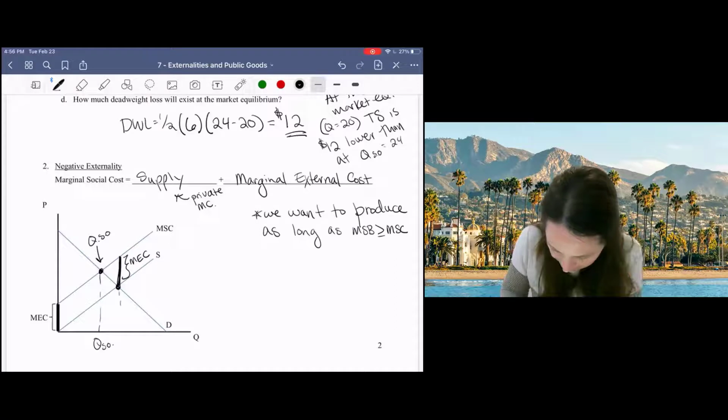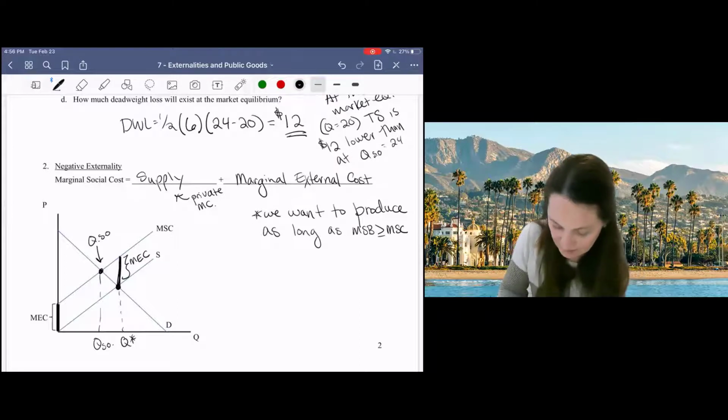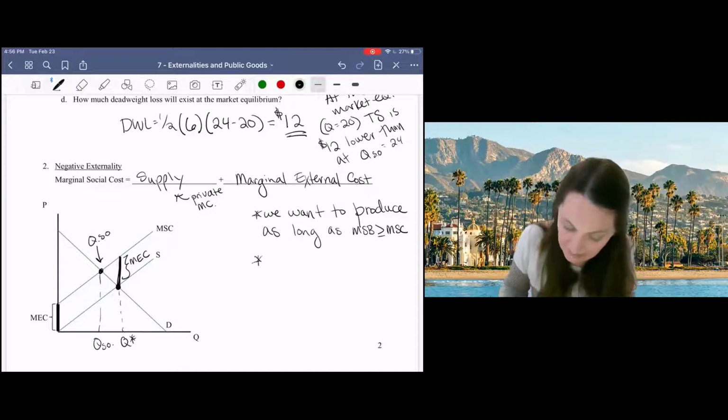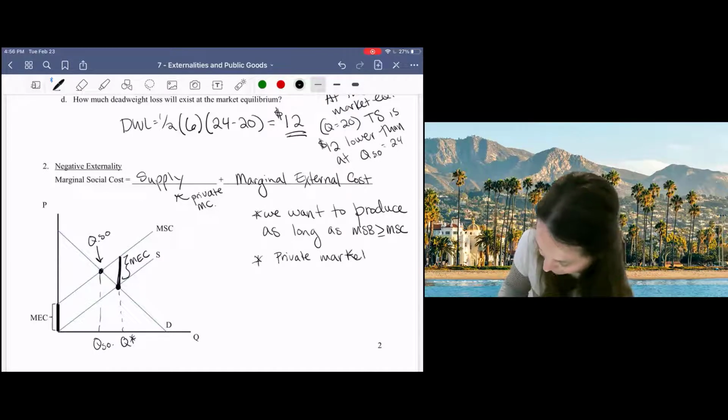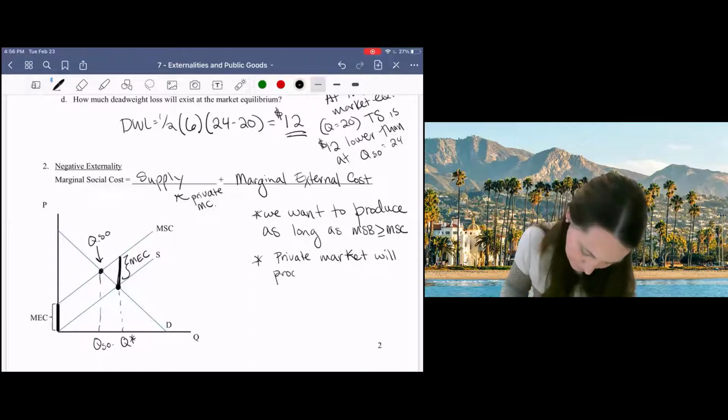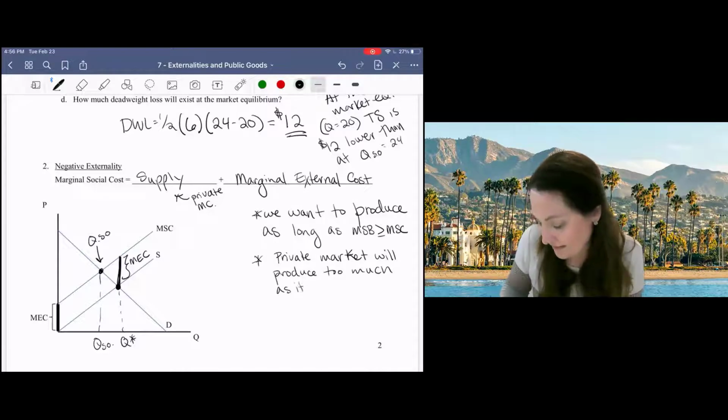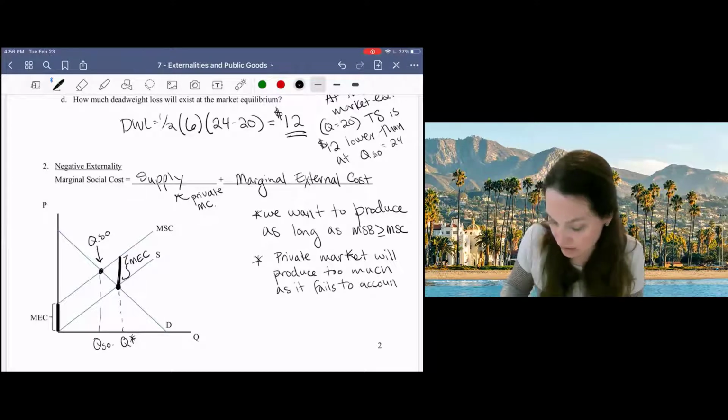While the market equilibrium, where supply is equal to demand, is much larger. So in the case of negative externalities, the market will produce too much, as it fails to account for the full cost of the product.